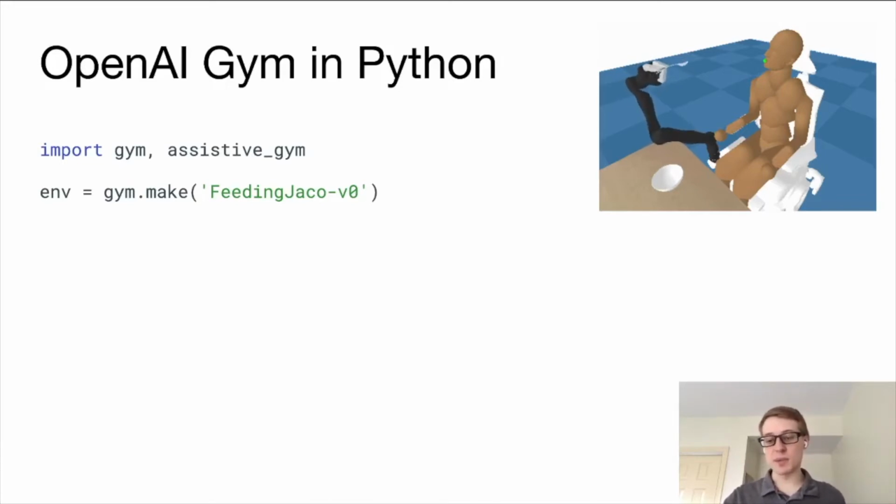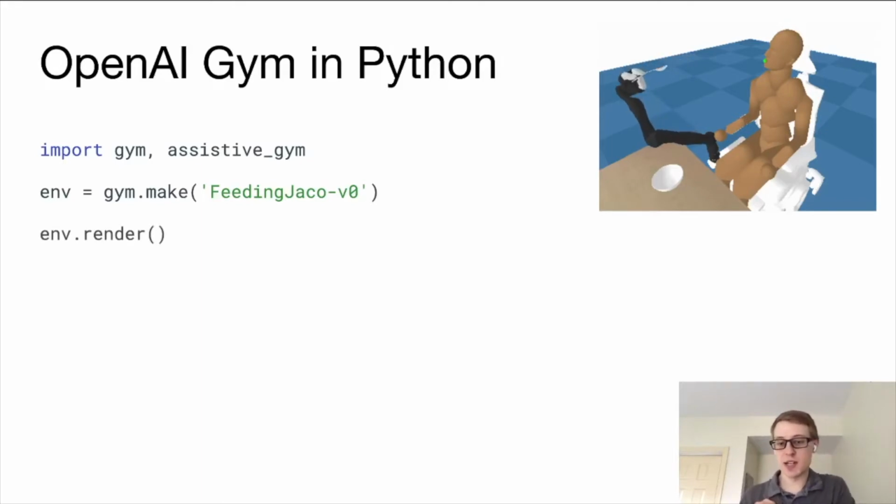And then that's going to create an environment that looks kind of like this. We've got a human sitting in a wheelchair and this Jaco robot mounted on the wheelchair holding a spoon of food. Then we're going to say environment.render. If you install Assistive Gym on your computer, you will use environment.render. If you're using Google Colab, you will not. Environment.render is going to create a window on your computer, which will show this simulation.